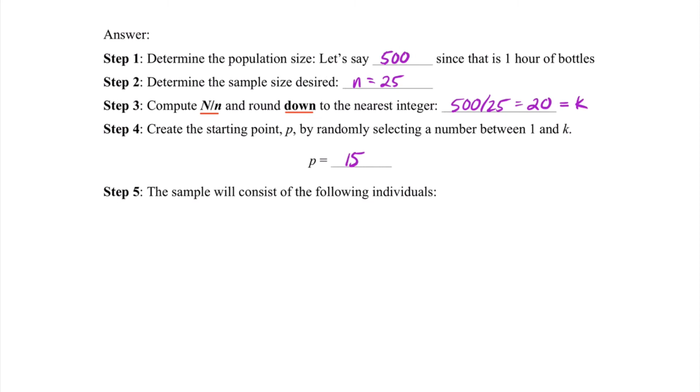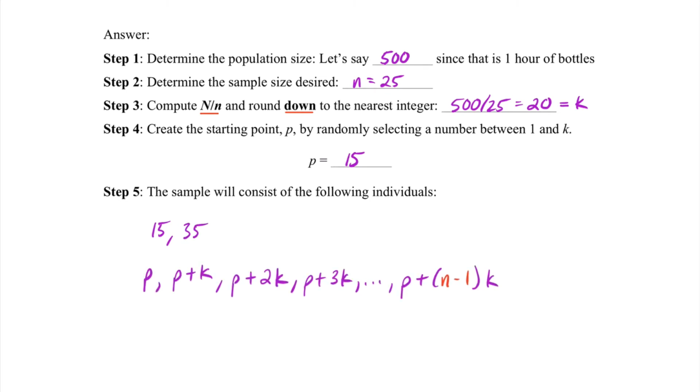Now we're ready to gather our sample. The first individual would be bottle number 15, since that's our value of p. And then remember, to get the next bottle we're selecting would be p plus k. 15 plus 20, our value of k, would give us 35. And you've got your second bottle that we'd be selecting. To support it a little more visually, remember our pattern is just p, then p plus k for the second individual, then p plus 2k, p plus 3k, etc. So we're able to follow that pattern to get each of our individuals that we're looking for.